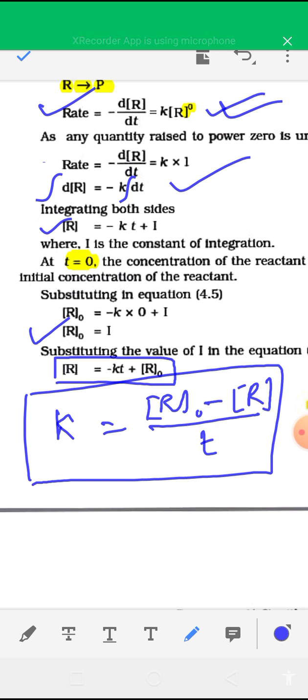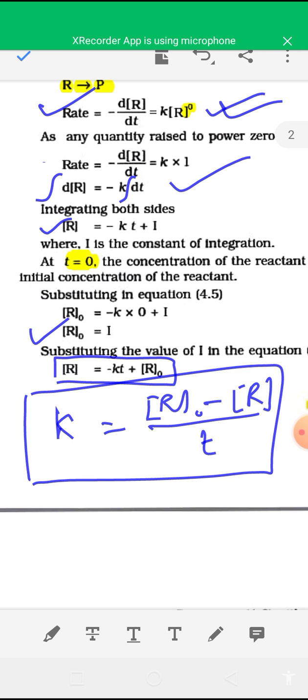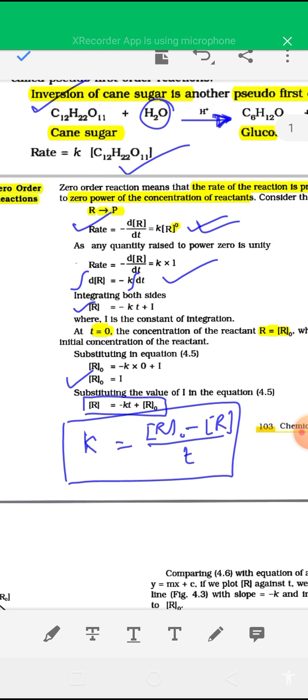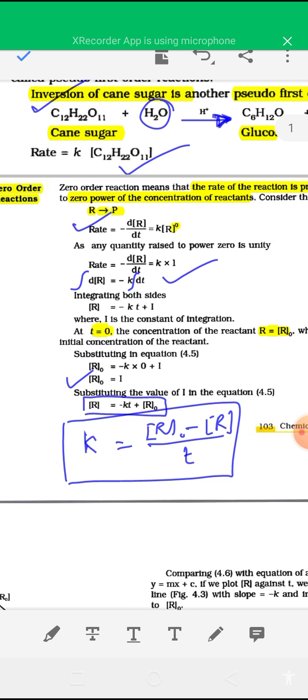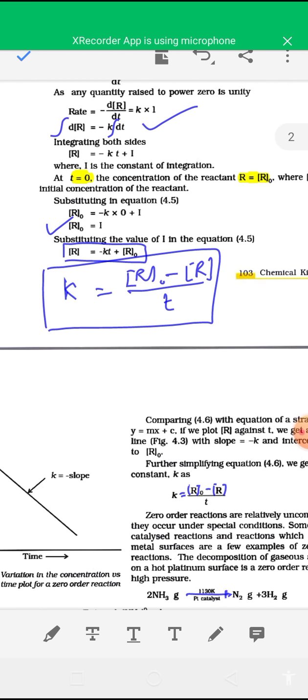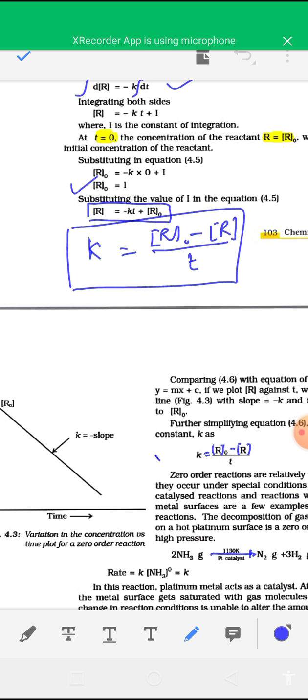k is equal to ([R]0 minus [R]) by t, where [R]0 is the initial concentration of reactant and [R] is the concentration of reactant at time t, that is, the concentration of reactant after time t. So this is the integrated rate law equation for zero order reaction. Simple mathematics I have done here. You have to integrate the differential rate law equation for zero order reaction, and you will get the integrated rate law equation. Here k, the rate constant, is equal to ([R]0 minus [R]) divided by t.